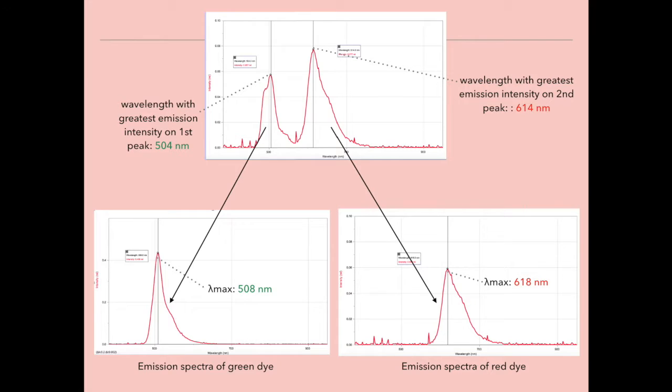Two other individual emission spectroscopy tests on the green and red dye show that these are the two peaks represented in the first emission spectroscopy of the mixed solution, because of their almost identical lambda maxes. The first peak on the emission spectra is green because on this peak the wavelength with the greatest emission intensity is 504, and on the individual test it has a lambda max of 508. And the second peak is a red dye, as this peak's wavelength with the greatest emission intensity is 614 and has a lambda max of 618 on the individual.